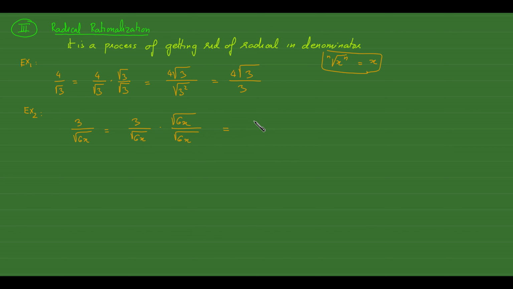Alright, so you're going to have 3 square root of 6x. At the bottom here we're going to have square root of 6x squared, right? Because square root of 6x times square root of 6x gives you square root of 6x squared, and square root of 6x squared, you can apply this, gives you 6x. And on the top you have 3 square root of 6x, and 3 cancels with number 6 over here, which is square root of 6x over x. There you go. Okay, good.